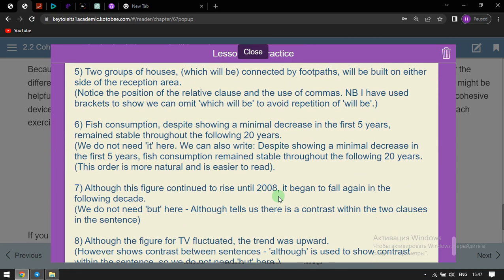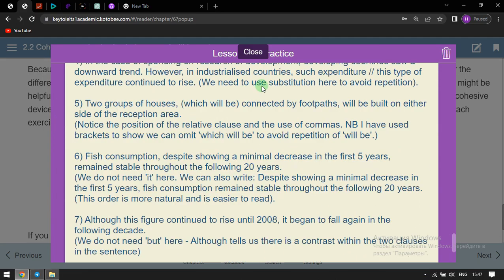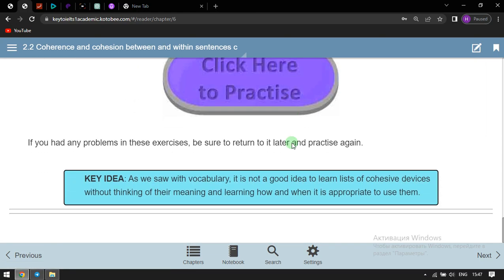Great. All done. Perfect. I learned a lot. If you had any problems in this exercise, be sure to return to it later and practice again.